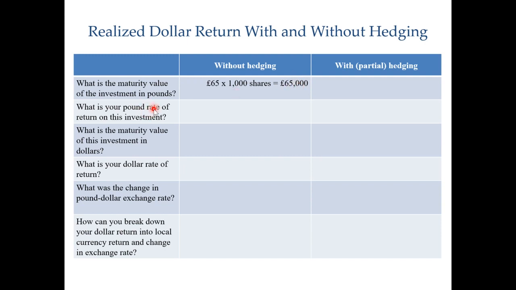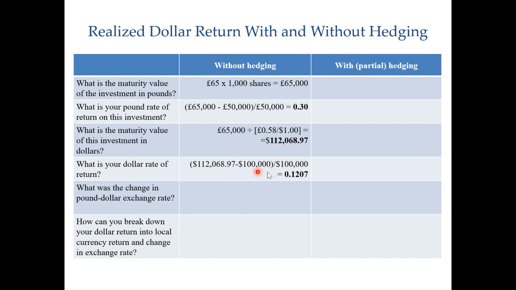So what is then your pound rate of return on this investment? Well, it's 30%, which is fantastic because you invested £50,000 into the stock, and now your position is worth £65,000. So we simply computed the percentage change between these two numbers, and we got 30%. So your pound rate of return was great, positive 30% over a 1 year period. Then the next question is, what's the maturity value of this investment in dollars? Well, now you have to convert your £65,000 into dollars at the spot exchange rate of 0.58, and this gives us $112,000.